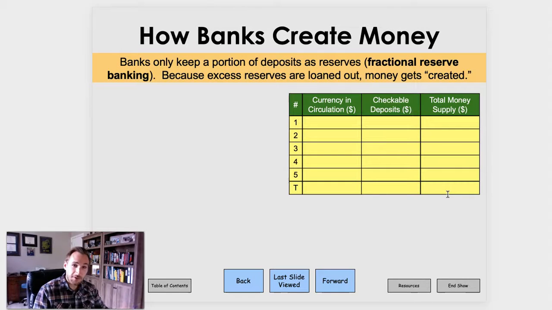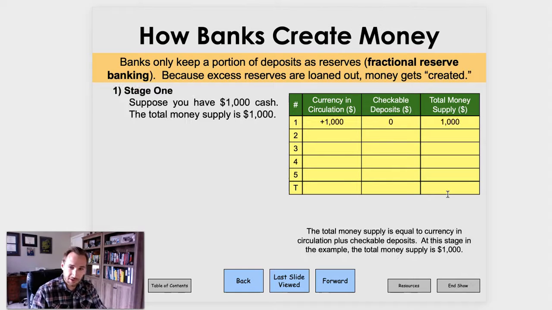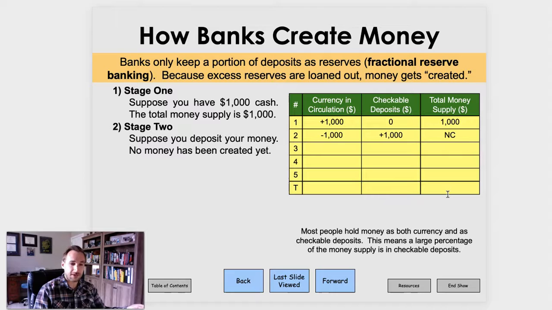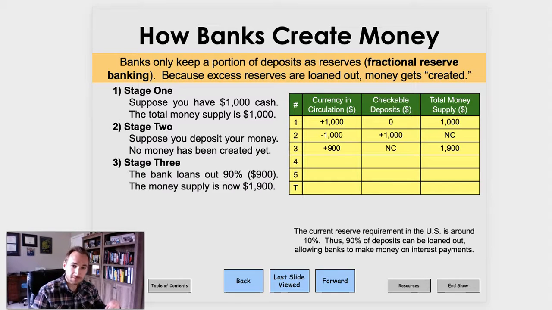So, how do banks create money? This was the warm-up, but unfortunately we can't do it. So just follow along here real quick. Let's say that you have $1,000 in cash. That means that the total money supply is $1,000. Now, you deposit it into a bank, and as we see here, there is $1,000 in checkable deposits available right here. Now, let's fast forward one more round.